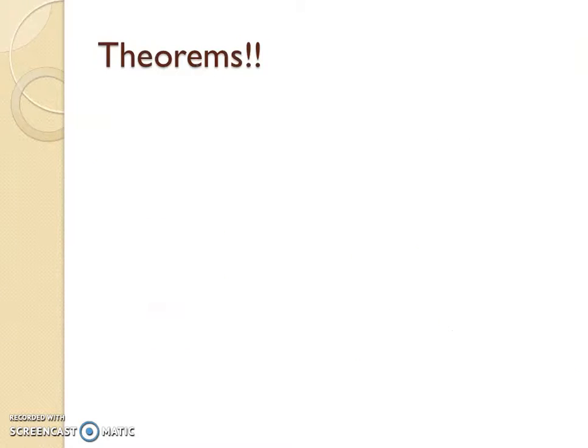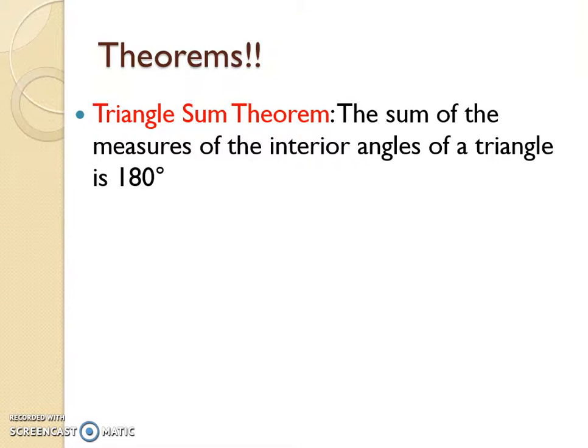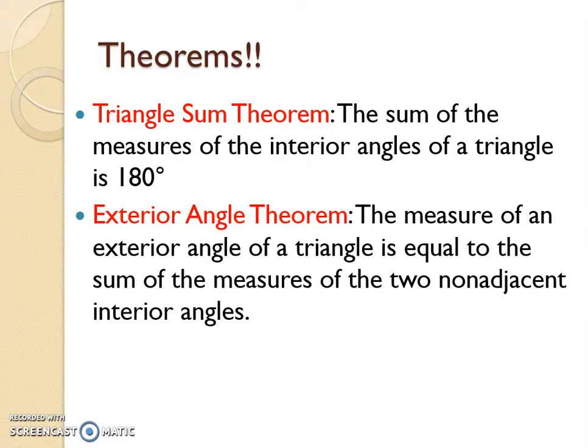So we need to know these theorems, okay? The first theorem we need to know is the triangle sum theorem. The sum of the measures of the interior angles of a triangle is 180. Exterior angle theorem. The measure of an exterior angle of a triangle is equal to the sum of the measures of two non-adjacent interior angles.